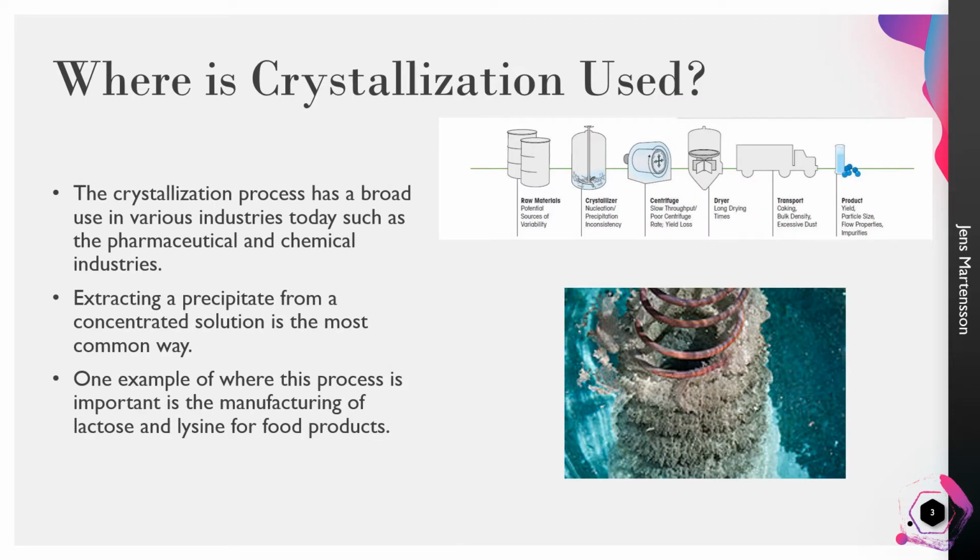So what are the applications of crystallization? The crystallization process has a broad use in various industries today, such as pharmaceutical and the chemical industries. Extracting a precipitate from a concentrated solution is the most common way. One example of this is the manufacturing of lactose and lysine for food products. Right here is an image showing the process of mass producing a product from the crystallization process. And then this image right here is the pulling of a copper precipitate from a copper nitrate solution.